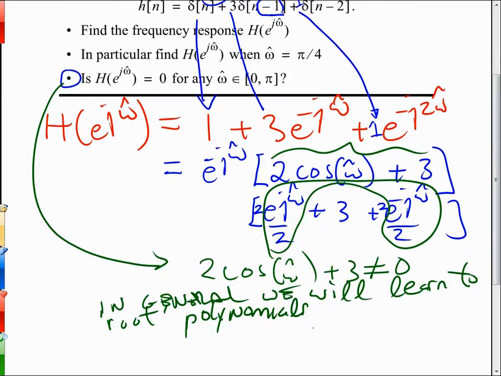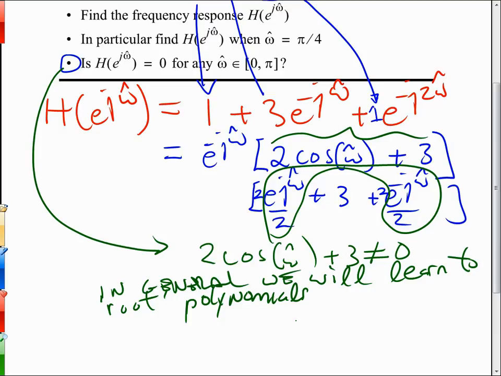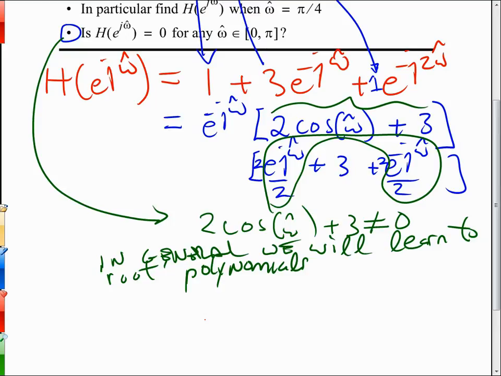In general, we're going to be having to root polynomials, and maybe that term sounds kind of weird to you. I don't know, it's probably slang to say it that way. Find the roots of a polynomial. So the polynomial that we'll be rooting will be something like 1 plus 3 z to the minus 1 plus z to the minus 2. I'm just replacing the e to the minus j omegas by a quantity z, and we'll be wanting to find when that is equal to 0.